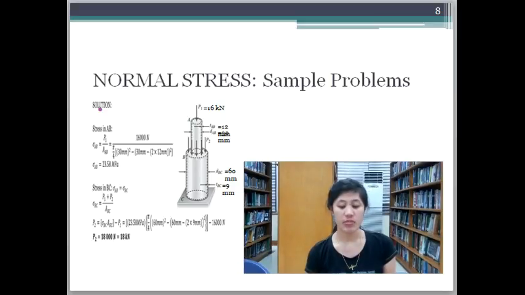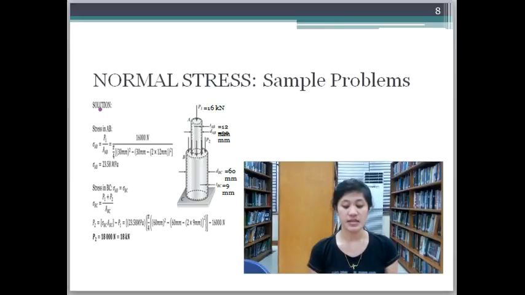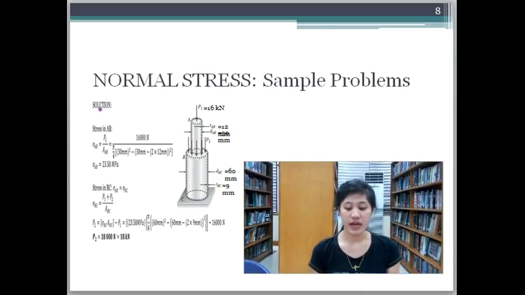It is mentioned in the problem that the compressive stress in post AB and post BC must be equal. Using this condition, load P2 can be solved. Stress in BC is equal to the quantity P1 plus P2 divided by the resisting area BC. So P2 is equal to stress BC times resisting area BC minus load P1. Substituting all the values, load P2 is equal to 18,000 Newton or 18 kilonewtons.